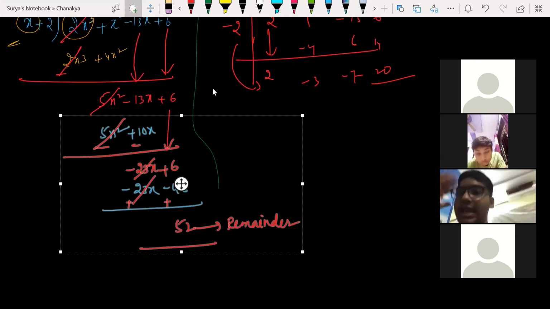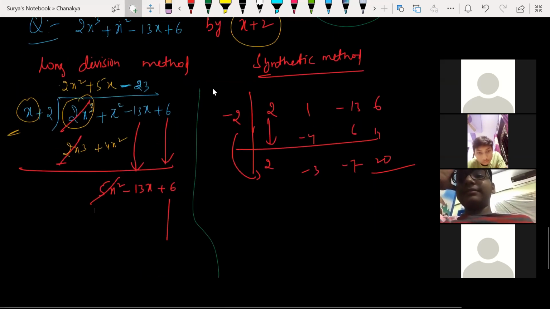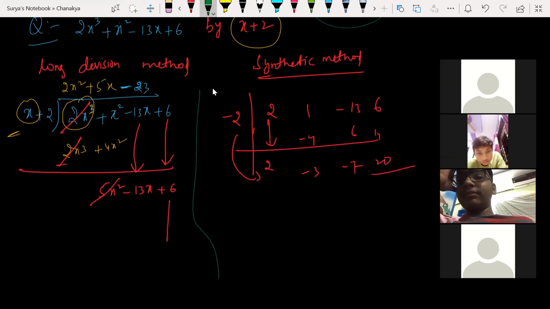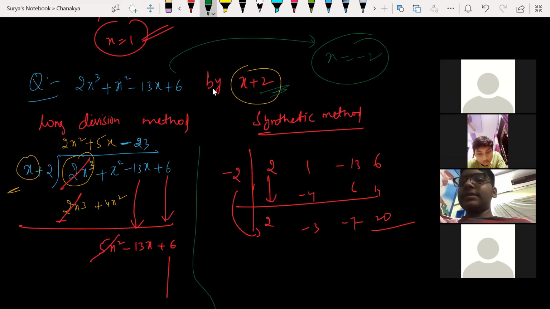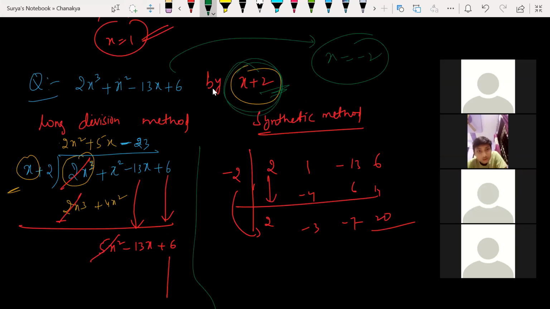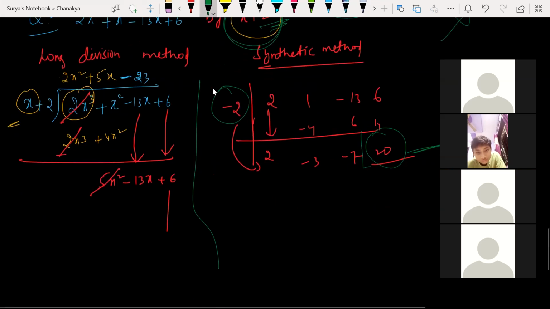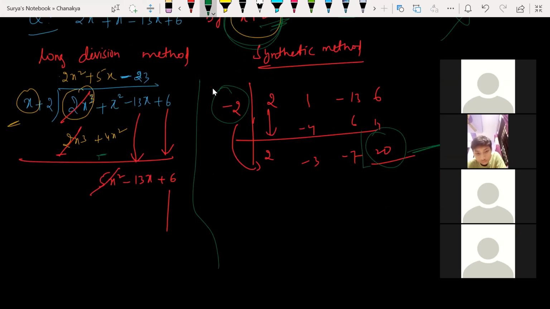We made a mistake. See here, synthetic method. I thought the given factor x minus 2 is not going to be the factor, so I checked x is equal to -1. That is not going to satisfy. So he only gave x is equal to -2 as the factor. So -2 you have to take. Remainder is what? 20. This is my remainder now. So here minus we must write, right? Minus here. So then what am I going to get now?